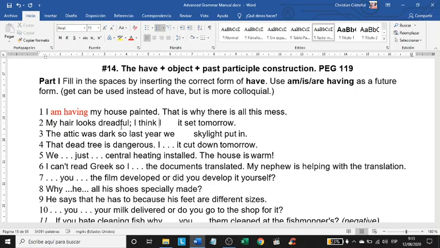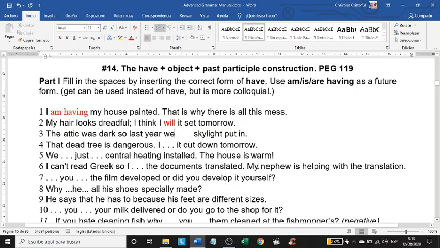Whenever we have immediate decisions, we need to use will. Will for immediate decisions. For example, you see a lady falling down, you immediately decide to help her and you say, I'll help you. You don't say, I am helping you. You say, I'll help you. And you need to make a contraction. I'll help you. Like this.